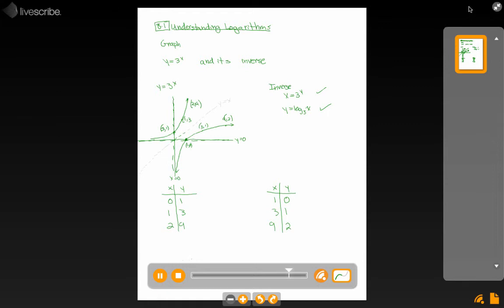And if you look closely, you'll see that it is the reflection of the original graph about the line y equals x, which is what we've seen whenever we've done inverse functions or inverses of functions. So the exponential function and the logarithmic function are related in that one is the inverse of the other.